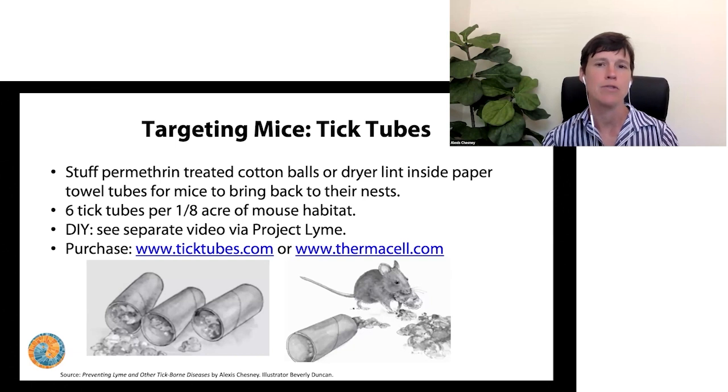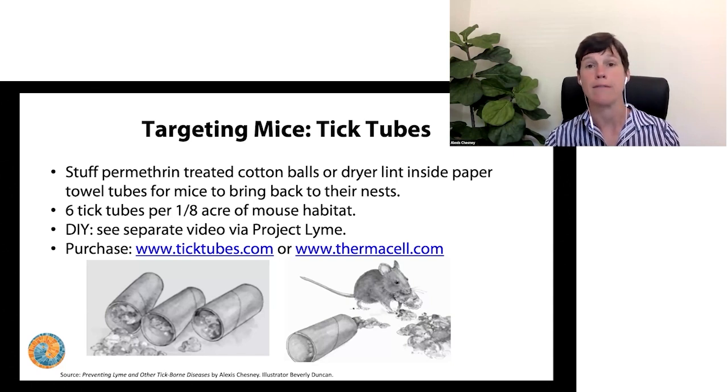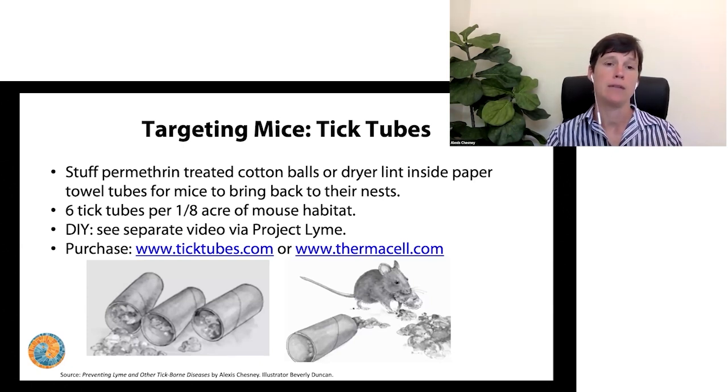And so the idea is that we're going to treat some cotton balls, or you can save dryer lint, and anything you think a mouse might like to bring to its nest, right? So you treat that with permethrin and then let it dry. Wear gloves when you're doing it, protect yourself, right? Then stuff those tubes, so you can save paper towel tubes or toilet tissue tubes. I have people that actually just make PVC tubes that they reuse year to year. So that's great too, whatever you want to do.